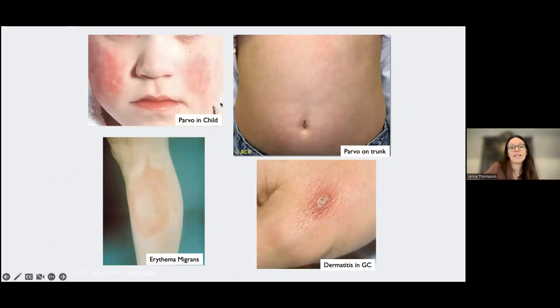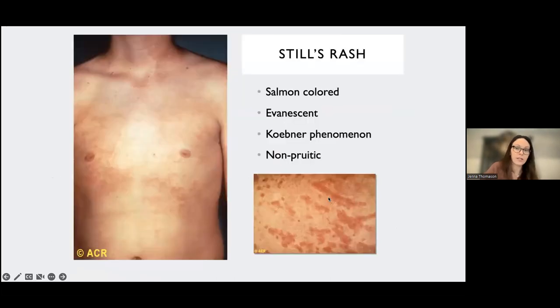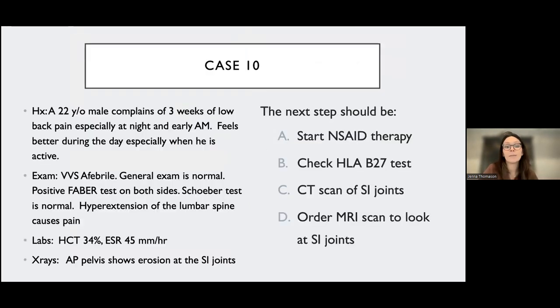This is parvovirus in a kid, that sort of slapped cheek appearance, parvovirus on the trunk, erythema migrans in a patient with Lyme disease. And again, this is our pustule in GC. The adult onset Still's rash tends to be evanescent. So it's usually present when the patient is febrile and resolves when they are not febrile. It's not pruritic. It's classically salmon colored.